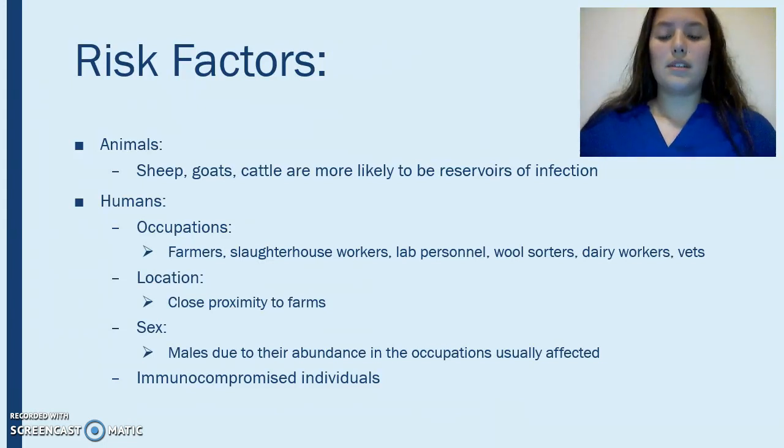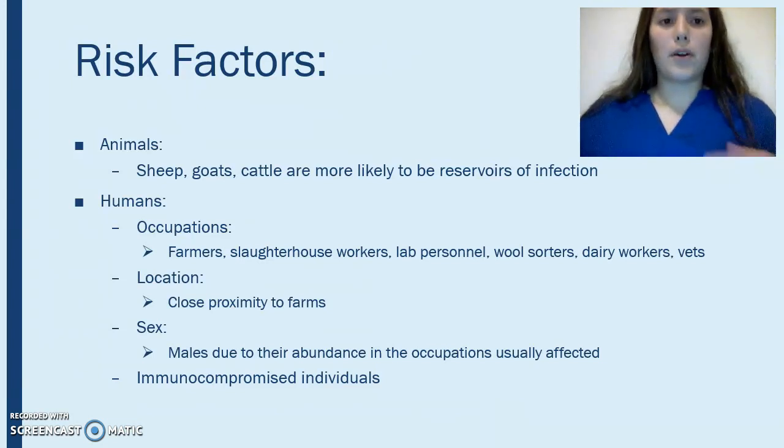Location is also a big deal. Like I said before, the infectious airborne particles can travel up to 10 miles, so living closer to farms puts you more at risk than living farther away from the sheep, goats, and cattle.